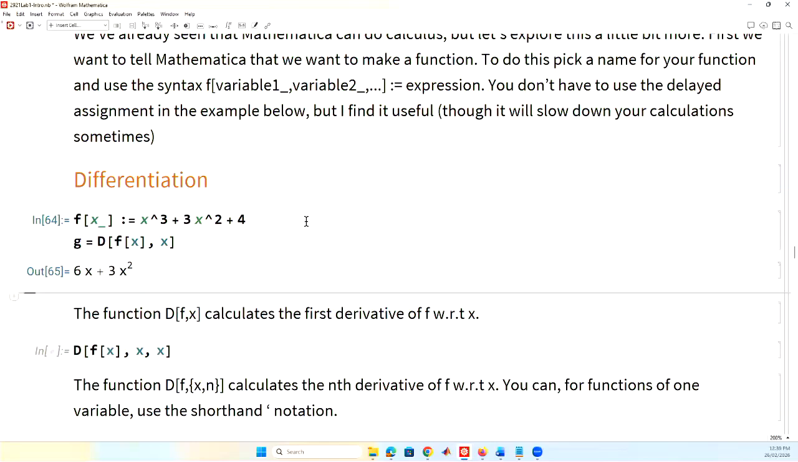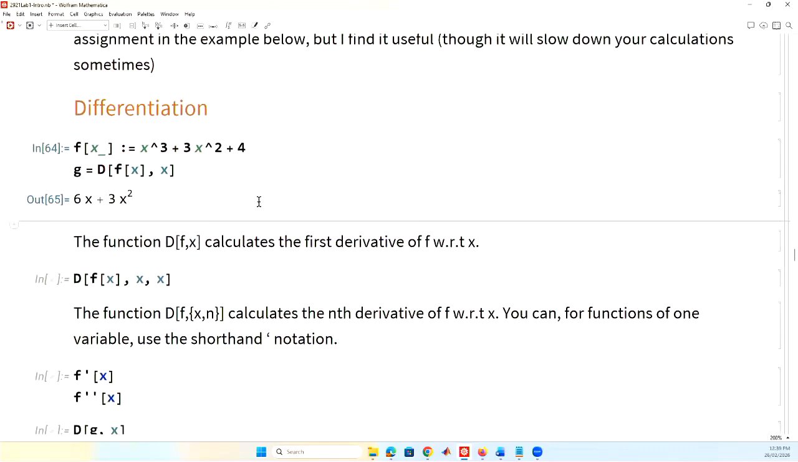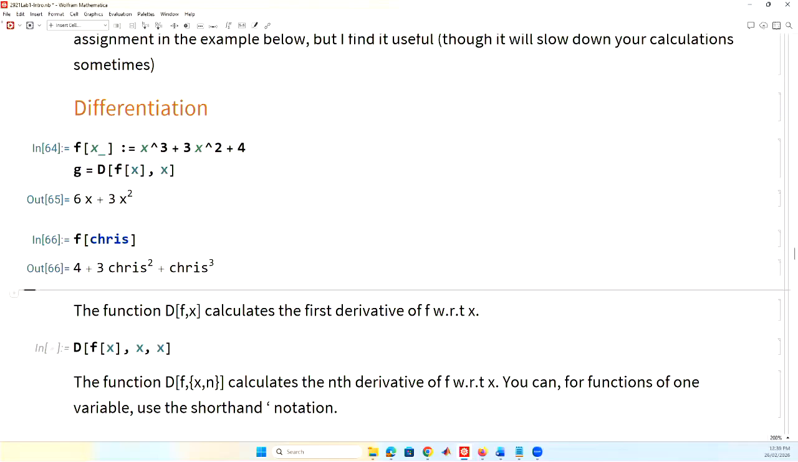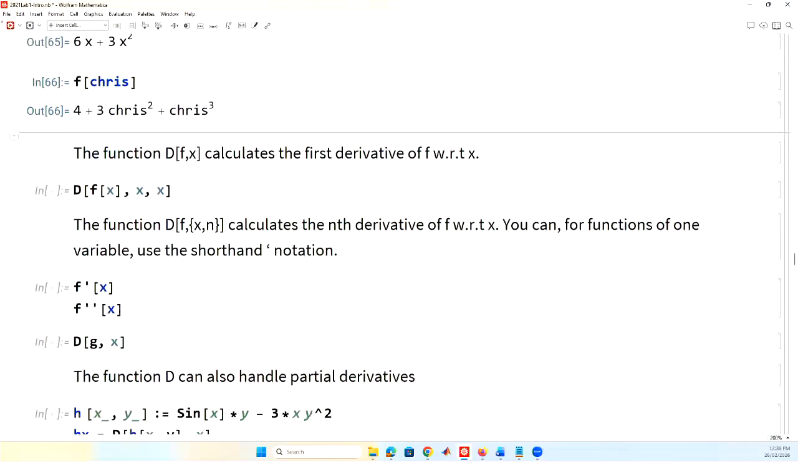Sorry? The underscore is telling it that this is a function. So this isn't a delayed assignment. More or less does similar things, but Mathematica treats it a little differently inside. So this is how you define a function. If I wanted to do f of Chris, then I would get 4 plus Chris squared plus Chris cubed, which is altogether too many Chris's.